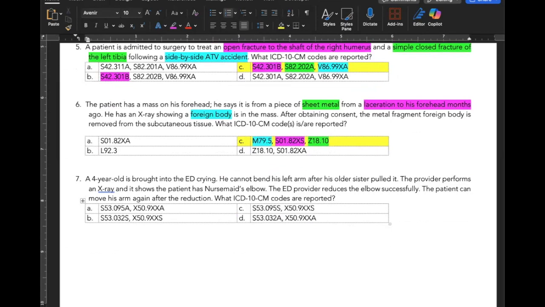Number 7, we have a 4-year-old that's brought into the emergency department crying. He cannot bend his left arm after his older sister pulled it. The provider performs an x-ray and shows that the patient has a nursemaid's elbow. The ED provider reduces the elbow successfully, and then the patient can move his right arm after the reduction.